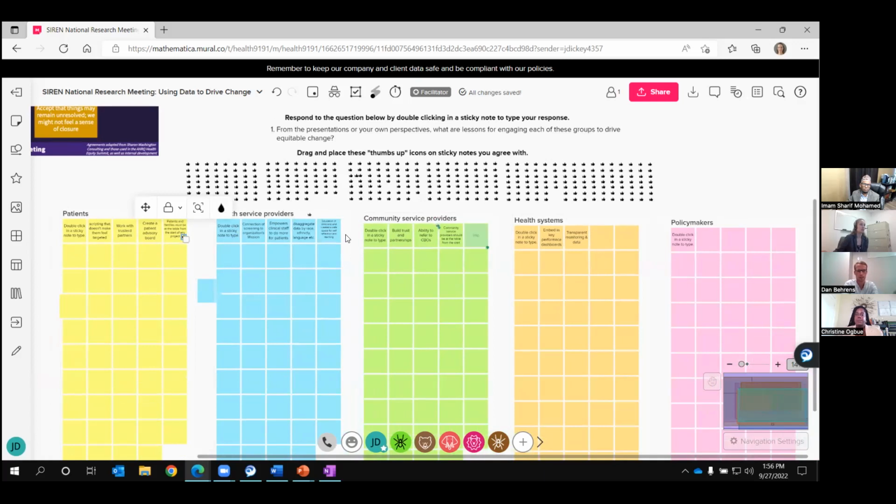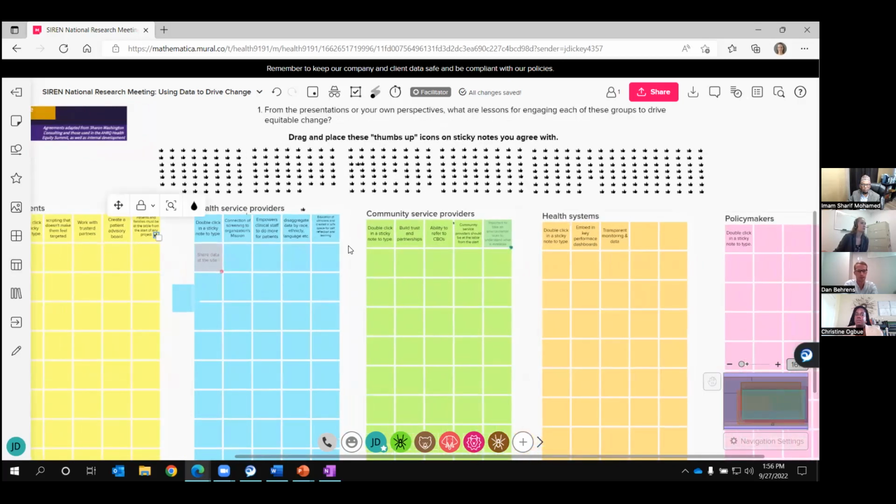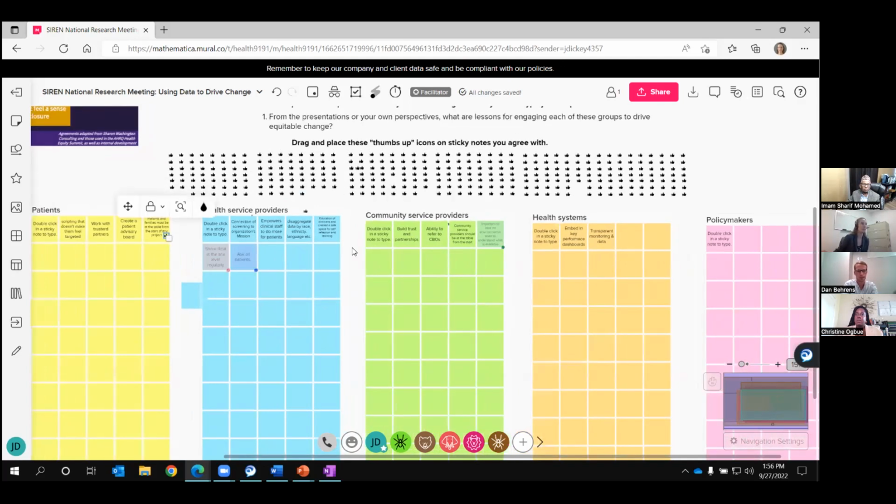I'm also seeing several stickies being populated in the health service providers and the community service providers. Does anyone who's typed a sticky in one of those buckets want to come off mute and share more about a lesson for engaging and working with health service providers or community service providers?